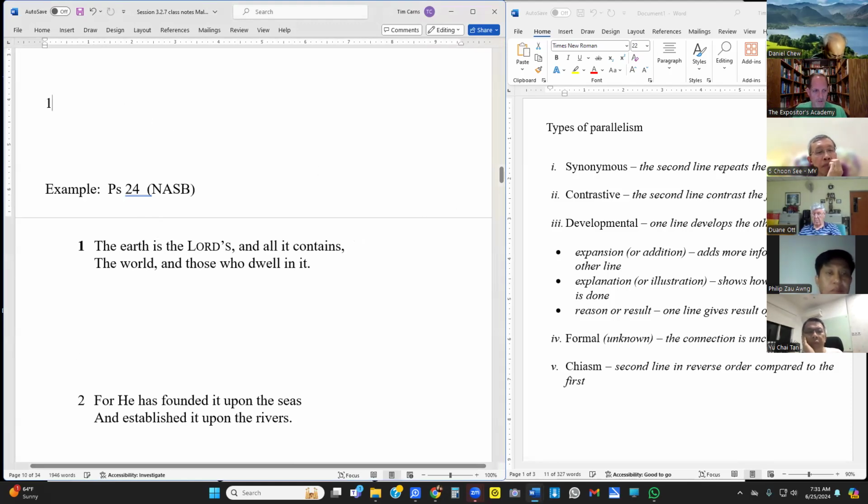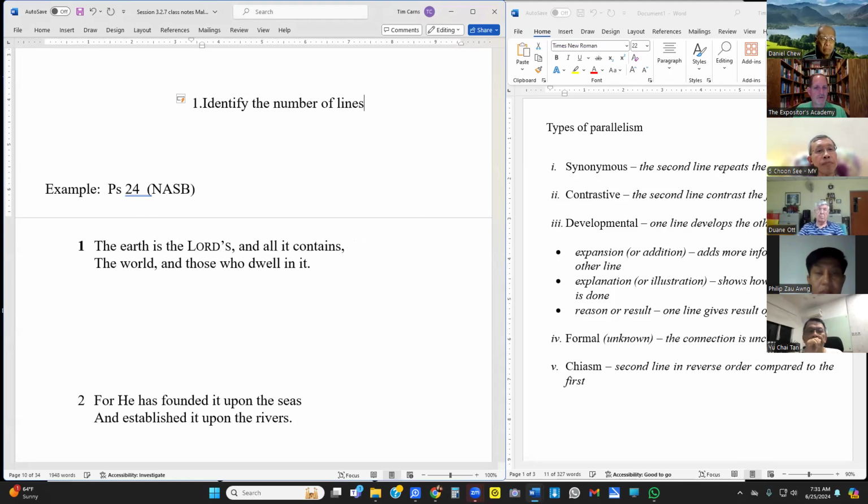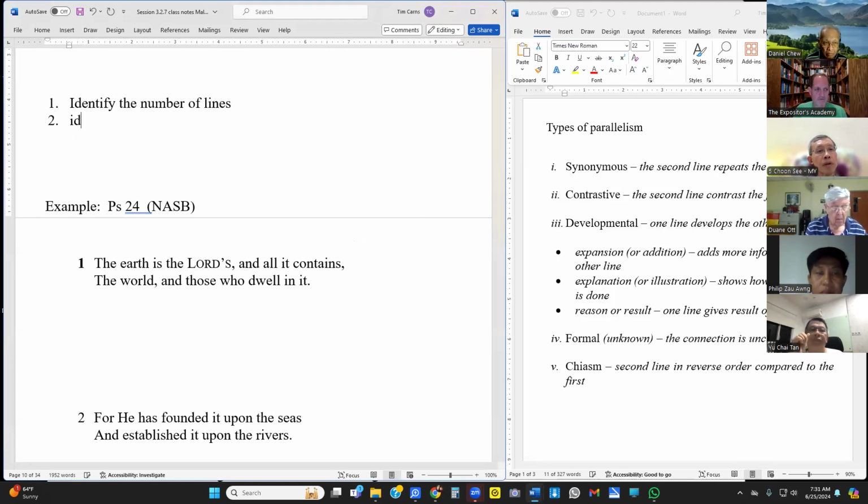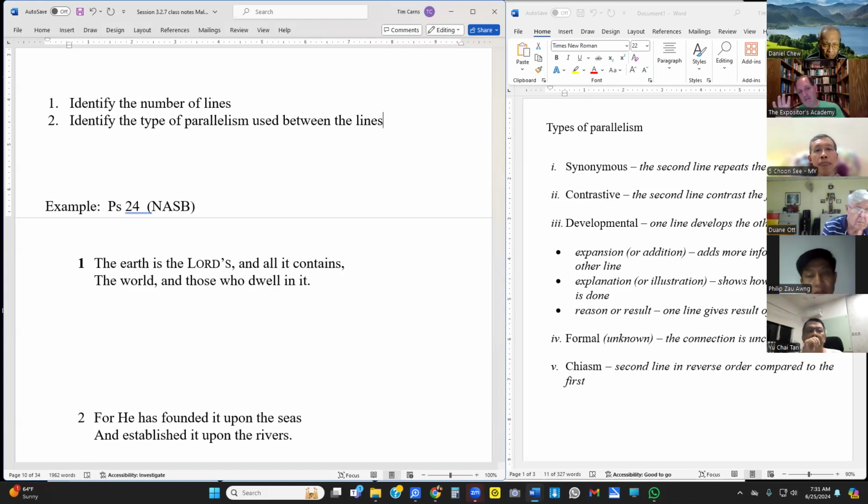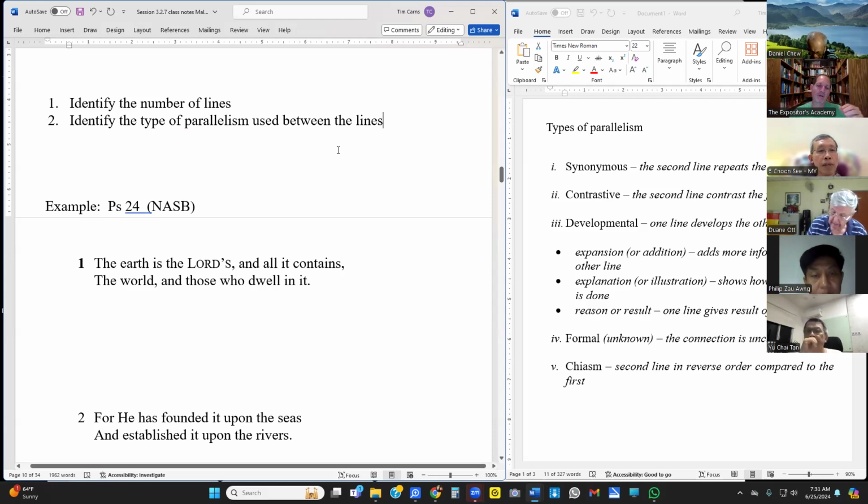Again, remember the two steps are: one, identify the number of lines, and two, identify the types of parallelism used between the lines. Okay. So again, remember parallelism is not from verse to verse, it's within the verse. We're just examining within each verse the relationship between the lines of that verse. We'll look at the connection between the verses when we do our diagram. The block diagram will show us the relationship between verses, but the parallelism shows us the relationship within each verse.